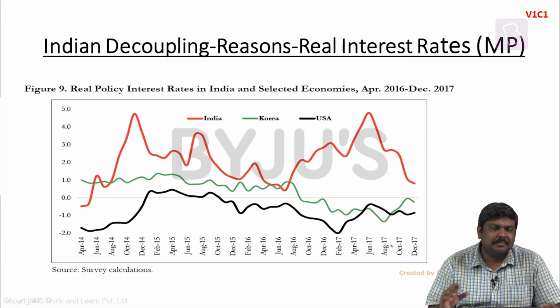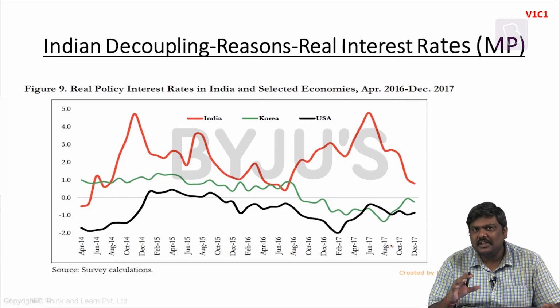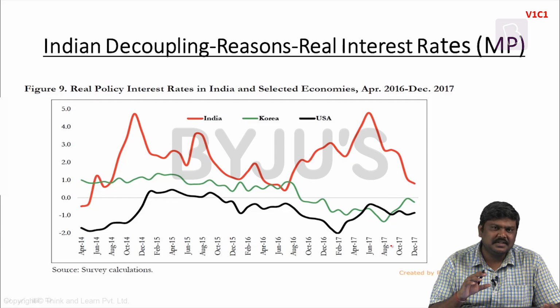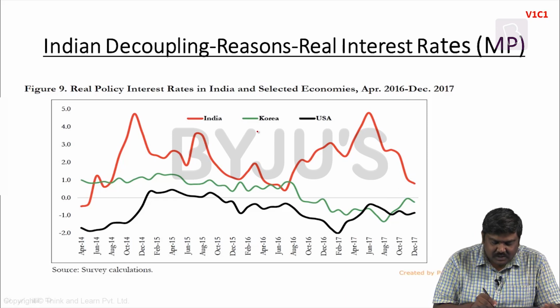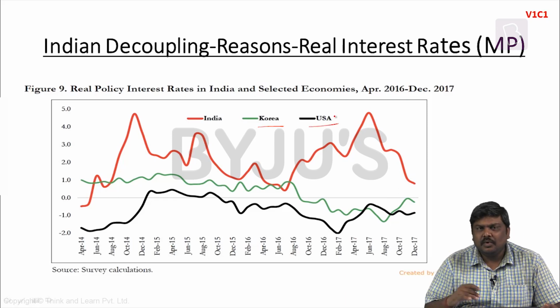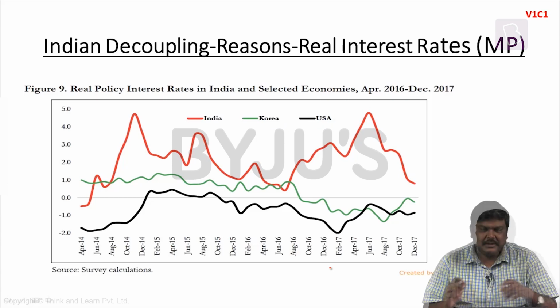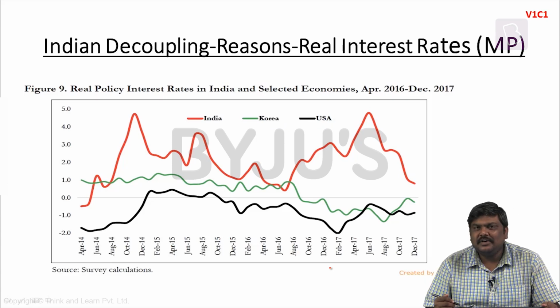This particular graph represents the movement of the real interest rates in countries such as India compared to countries such as Korea as well as USA. What you will see is a clear line of separation between the interest rates of India and the other two countries. The first reason for this kind of decoupling is the real interest rates.